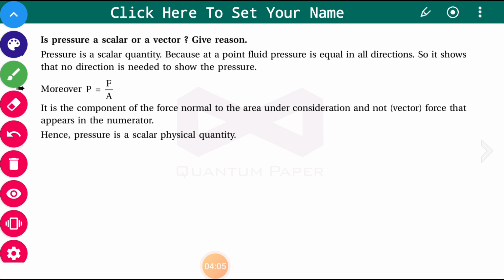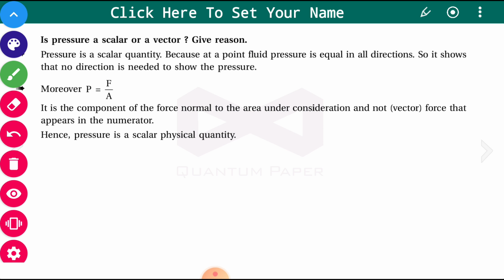Now is pressure a scalar or a vector? Pressure is a scalar quantity. Try to understand, because at a point, fluid pressure is equal in all directions. This you will study in the proceeding lectures. So it shows that no direction is needed to show the pressure, force upon area. It is the component of the force.